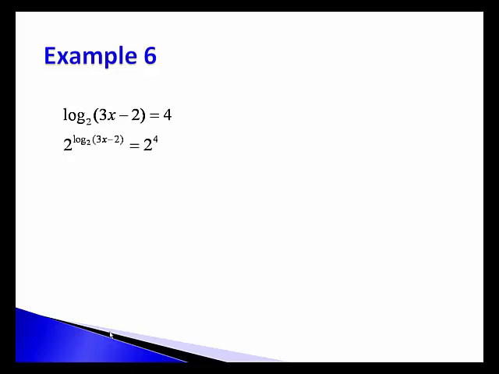So I'll have 2 raised to the log base 2 of 3x minus 2 is equal to 2 raised to the 4th power. On the left I get 3x minus 2, and on the right I get 16. If I add 2 to both sides, I get 3x is equal to 18, or x is equal to 6. And the last problem we'll look at today is 4 raised to the x minus 1 is equal to 3 raised to the 2x power.